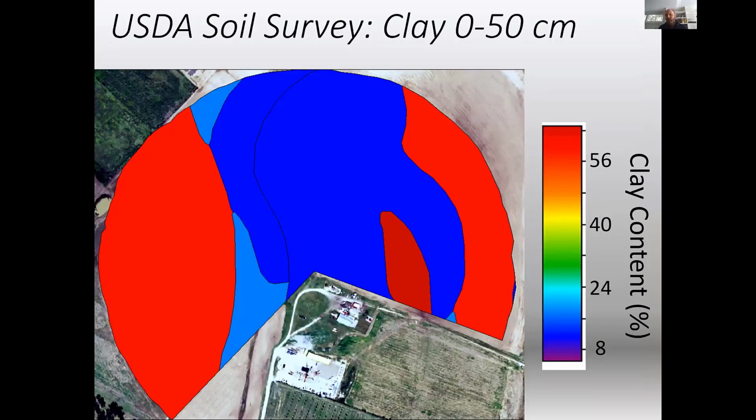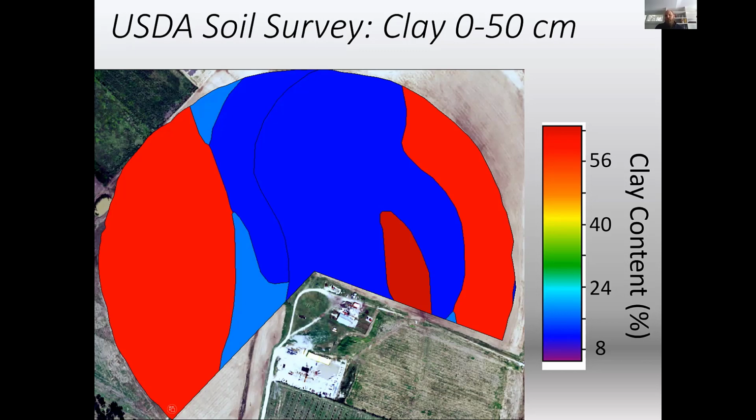As an example, I'm going to look at some information from one of these USDA soil survey maps. This is an 80-acre center pivot field, and what you're looking at is the average clay content of the soil units in the upper 50 centimeters of the soil profile. This might be useful information for an irrigator who wants to schedule irrigation or do some precision irrigation, right? You want to put more or less water on different parts of the field depending on the hydrology of those specific soil units.